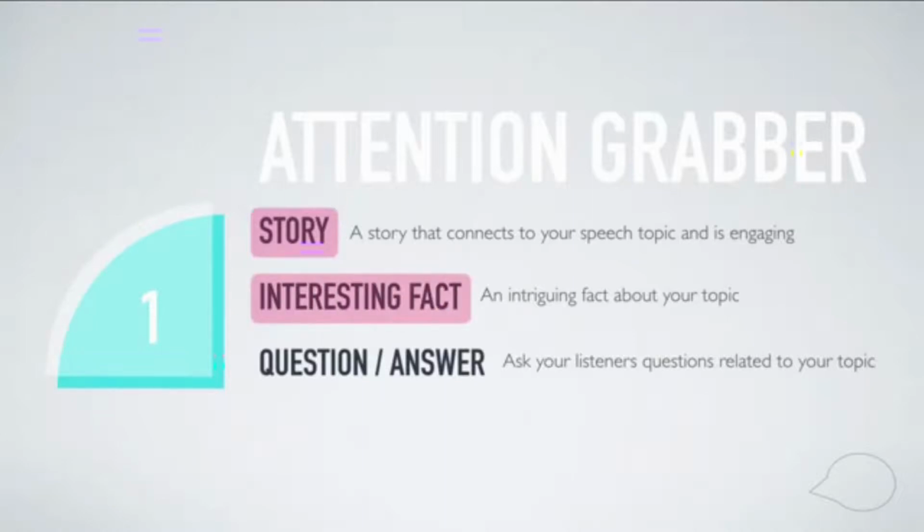You can also just do facts. You can give an interesting fact about that specific topic that you're going to be presenting. And finally, you can also come up with rhetorical questions or provocative questions. You're going to interact with your audience, right? You're going to ask them questions to get them involved in what you're doing, so that way they will keep their focus. So I got a few examples that I'd like to go over.